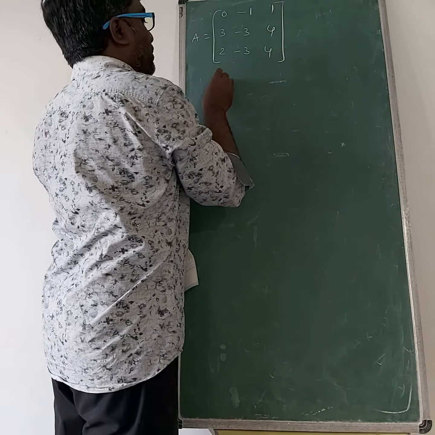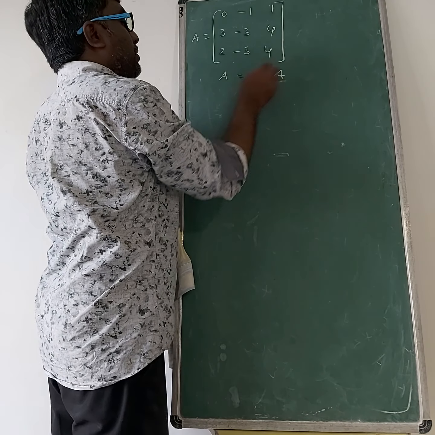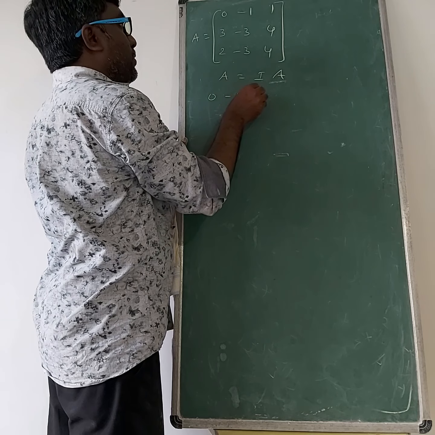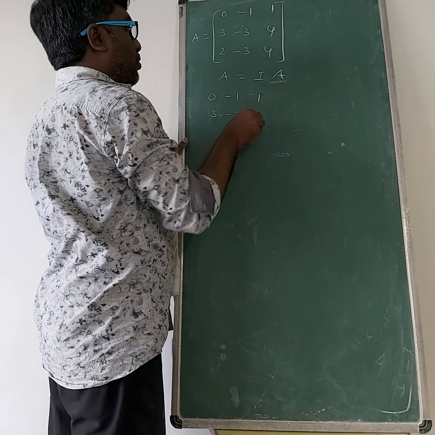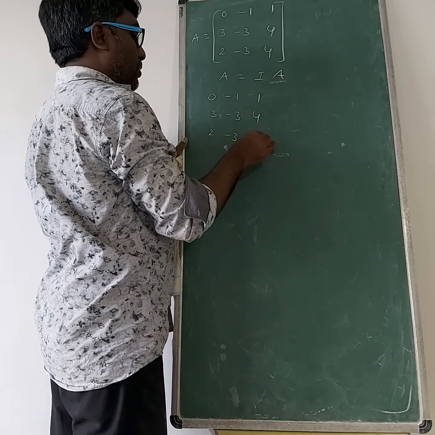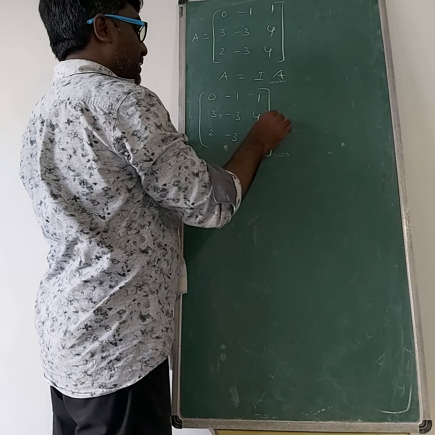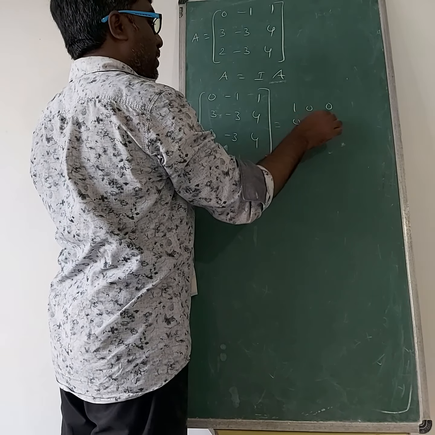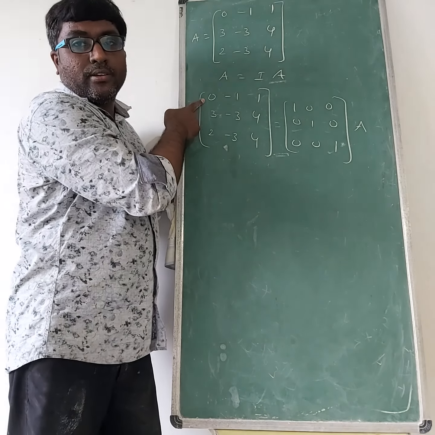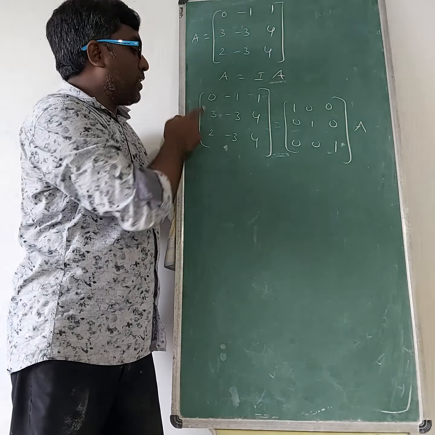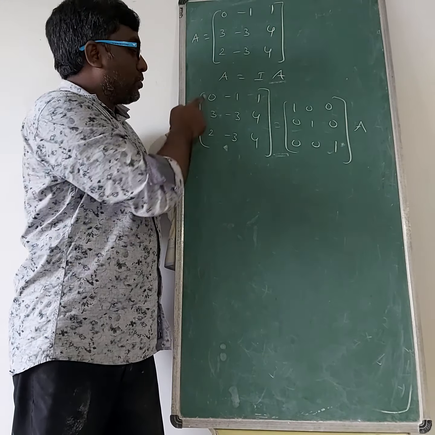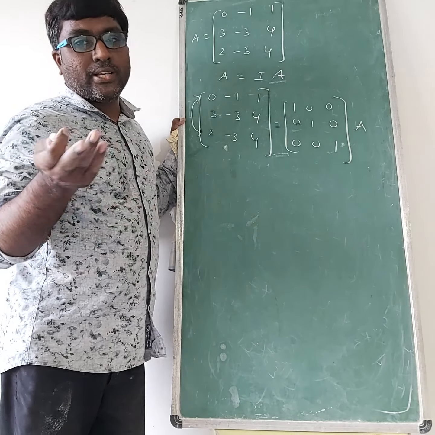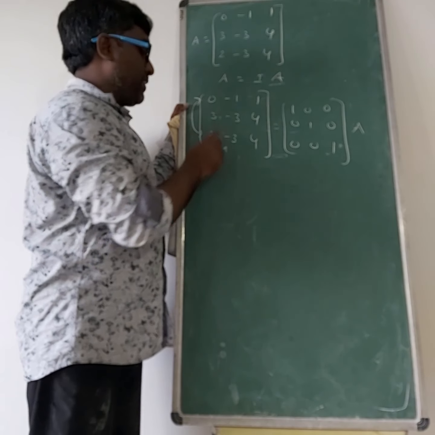A is equal to IA. So matrix A is 0, -1, 1, 3, -3, 4, 2, -3, 4, and the identity matrix 1, 0, 0, 0, 1, 0, 0, 0, 1 into matrix A. Here 0 is there, whereas in the identity, 1 should come. So I can exchange R3 and R1. Even R2 you can exchange, there is no problem. So I am exchanging this.